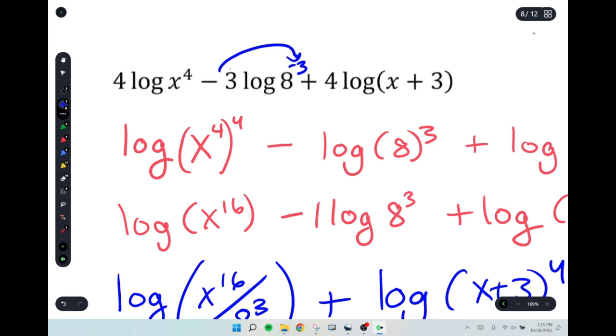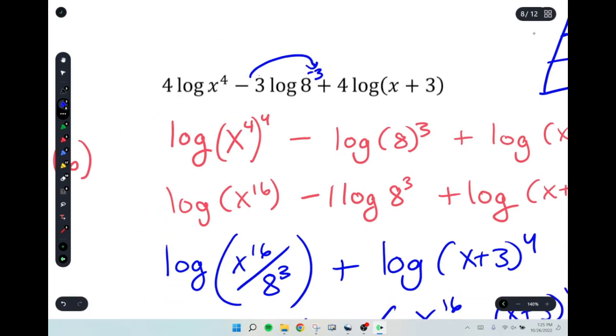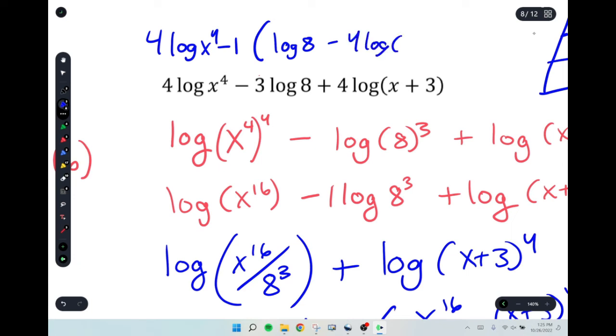If you wanted to jump this whole -3 up here, you would get the same thing. I promise you, you'd end up with that x to the negative 3 and get the exact same answer. Heck, if you wanted to factor out a negative 1 and end up with 4 log x to the 4th minus 1 parentheses, log 8 minus 4 log x plus 3, you'd end up with the same thing.